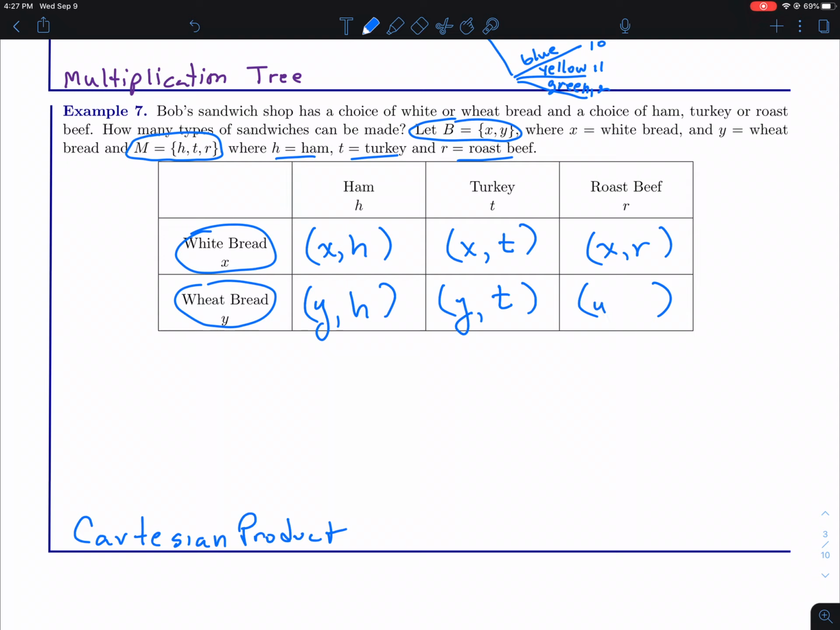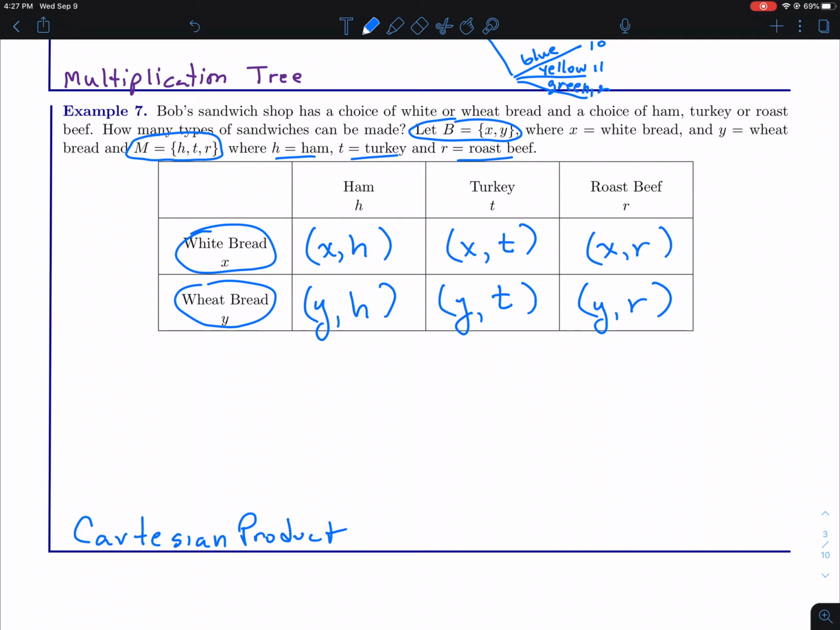And then finally, last one, we've got Y is still our wheat bread. R is our roast beef. So Y comma R gives us a roast beef on wheat. And that's our final possible sandwich that we can make using these 2 different types of bread and 3 different types of meat.